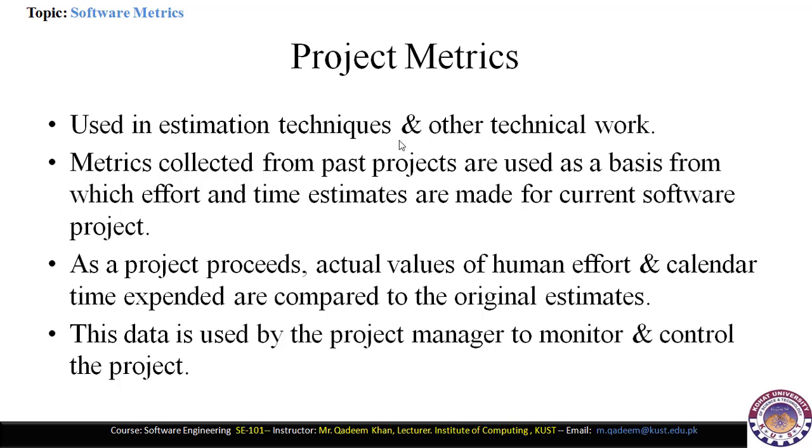So basically the calendar time is the time required to complete the project, and what we have estimated originally. If the calendar time is less than the original estimation, that means the project is going in the right direction. Otherwise, the project may fail. So this data is used by the project manager to monitor and control the project.